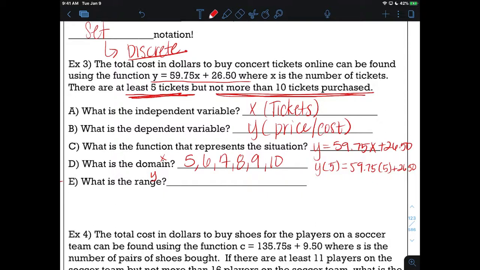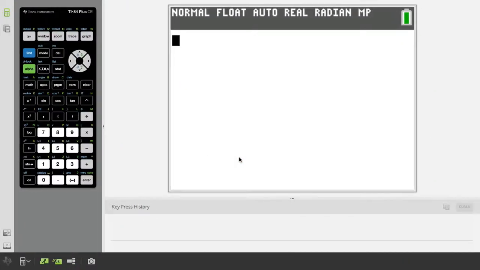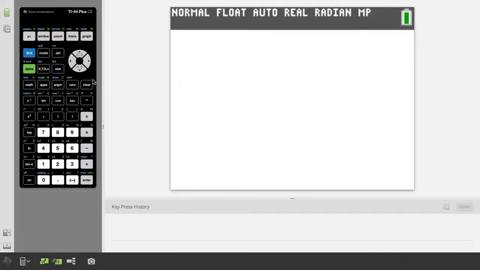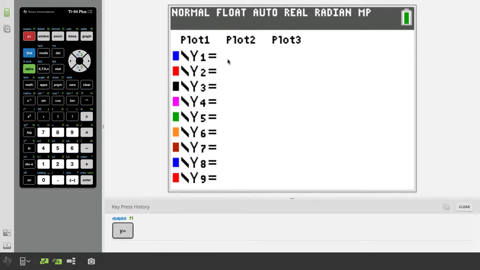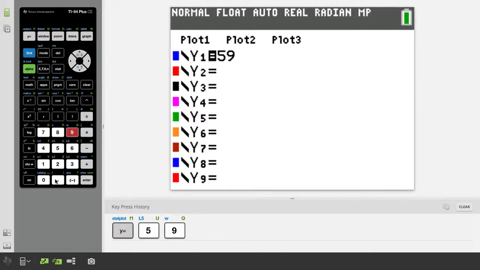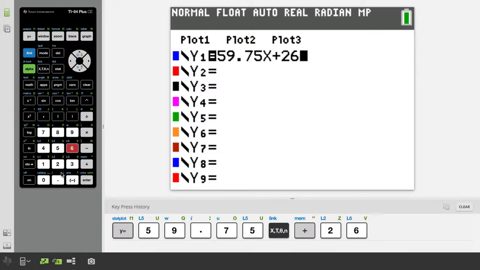Let's use our calculator. So I'm going to go ahead and get over to my calculator here. And I'm going to go ahead and plug in this equation. First thing I'm going to do is hit this Y equals button. It's going to bring up this. This is where I can type in my equation. So 59.75 times X, and I'm going to use this button, okay, not anything down here, always this button for a variable, plus 26.50.